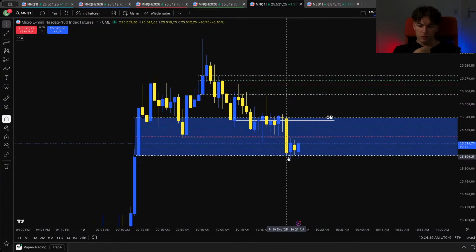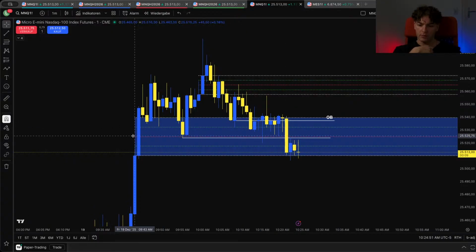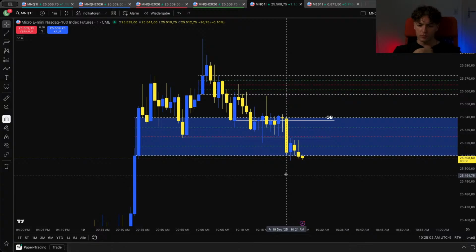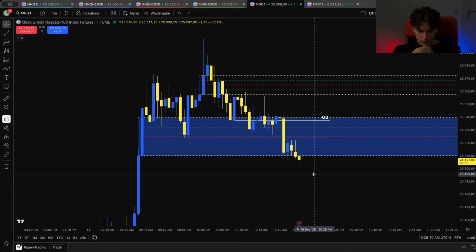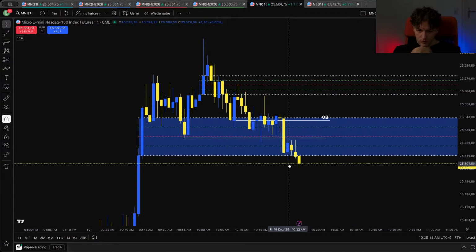Bro, we didn't close below this fair value gap. So I would technically be entering on this fair value gap in here. But yeah, I wanted to see a close below this fair value gap to validate it as an inverse fair value gap. But price is still not closing below it. Okay. That's not a meaningful close.